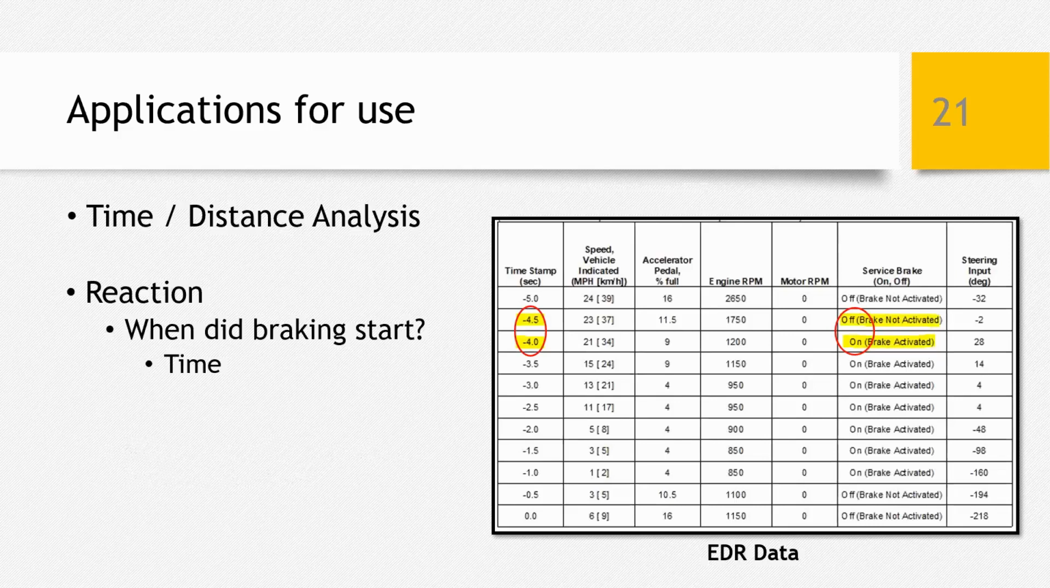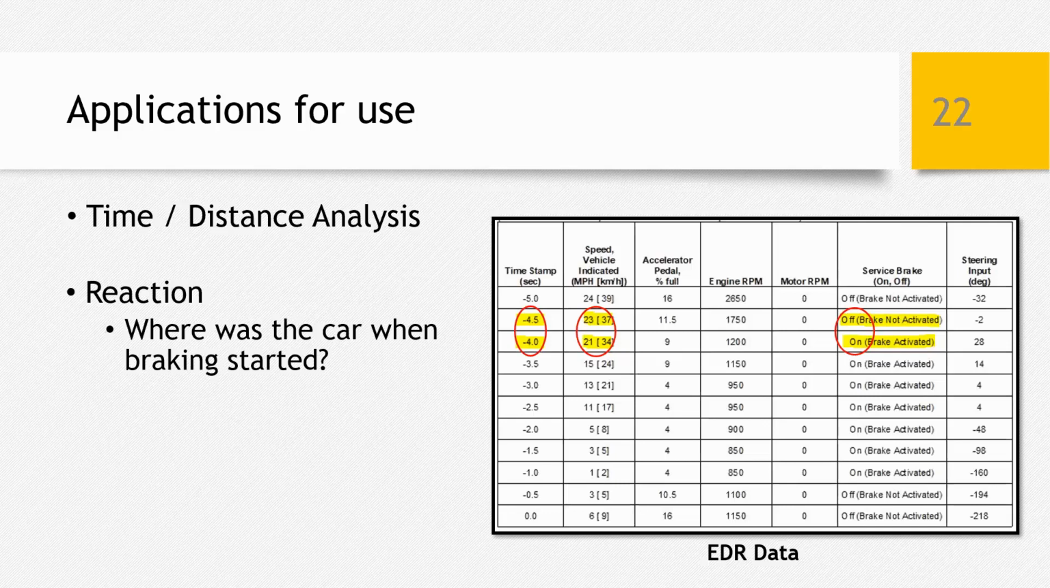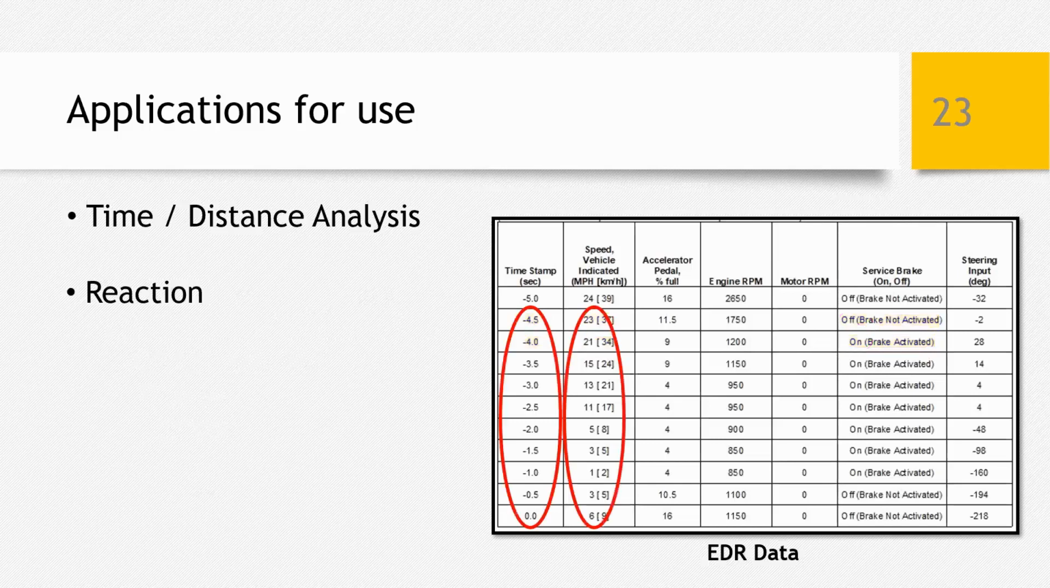In this example, we can see that the brakes were off 4.5 seconds prior to impact and on 4 seconds prior to impact. The neat thing about EDR data is it also gives us the speed the vehicle was traveling when that occurred. So where was the car when braking started? If we have time and we have speed, can't we calculate distance?